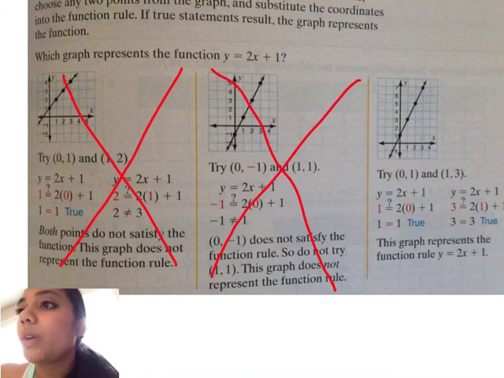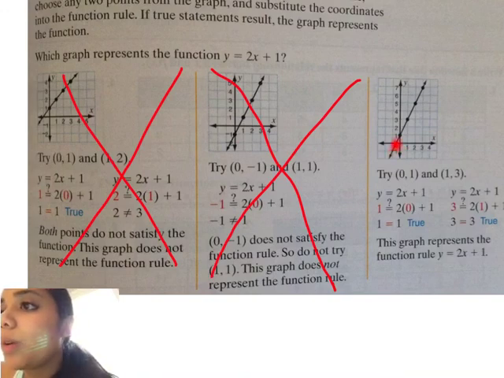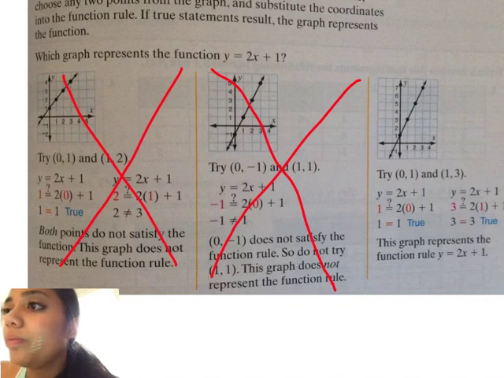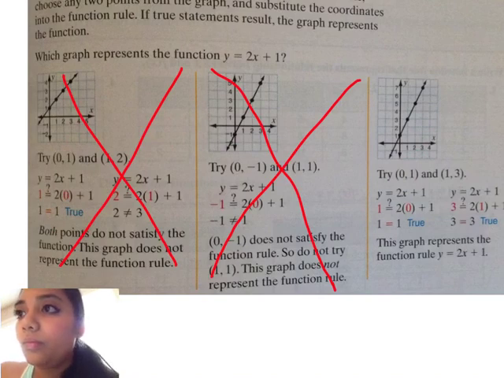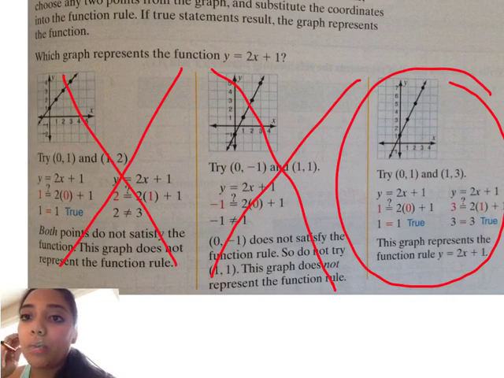All right, so the last one, 0, 1, I have y equals 2x plus 1. I plugged in where my x is, I plugged in where my y is. 1 equals 2 times 0 plus 1. 1 equals 1 is true. Then I plugged it in for 1, 3, 1 over 1 up 3, your x values first. 2 times 1 plus 1 is 3. 3 equals 3, so it's true. So this graph represents the function y equals 2x plus 1.